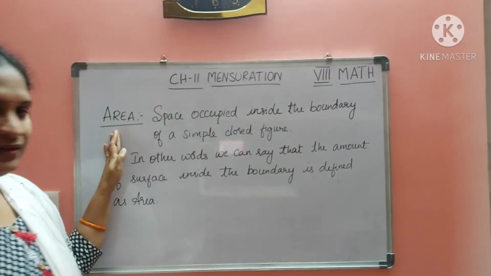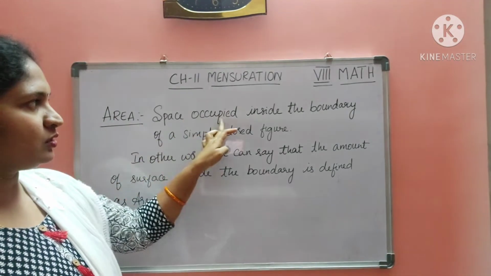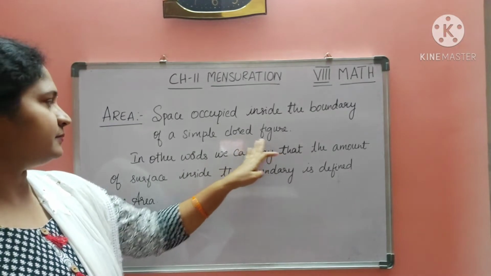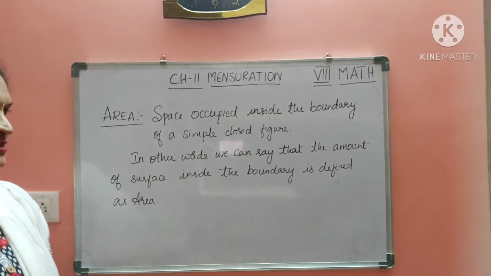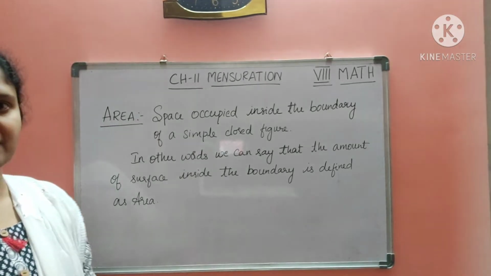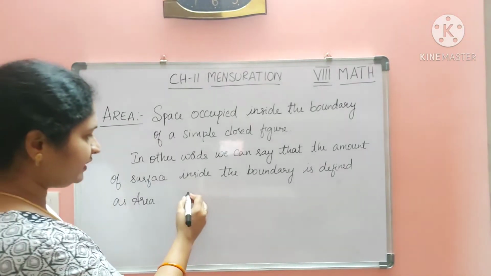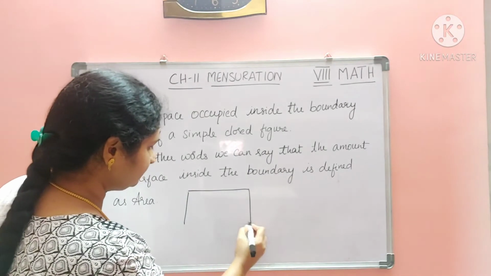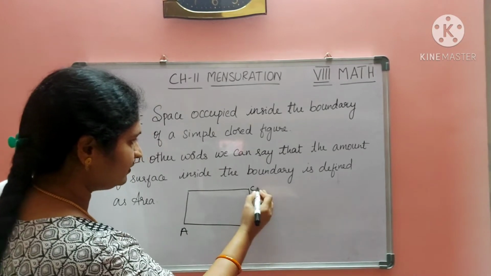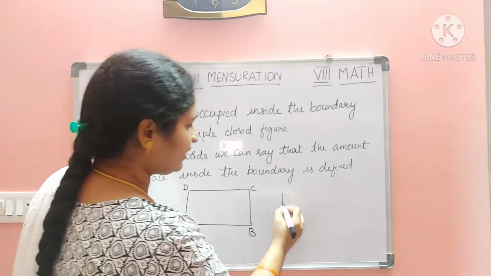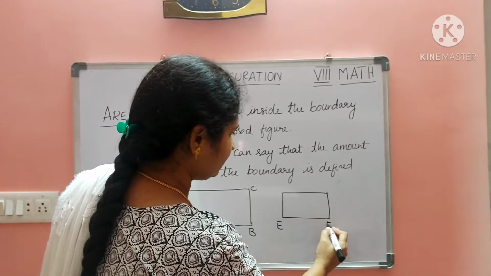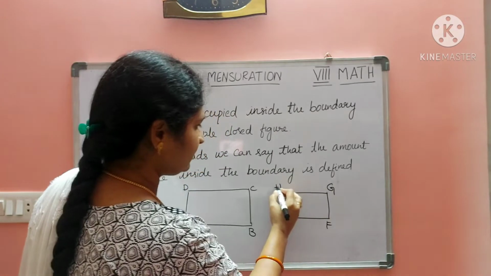What is an area? Area is the space occupied inside the boundary of a simple closed figure. Or in other words, we can say that the amount of surface inside the boundary is defined as area. Suppose I am taking a rectangle here, A, B, C, D, and another rectangle E, F, G and H.